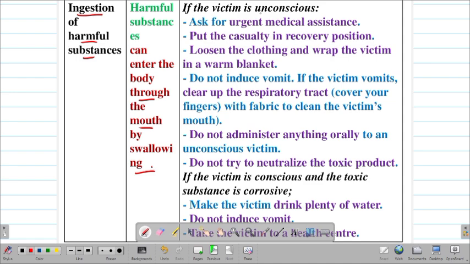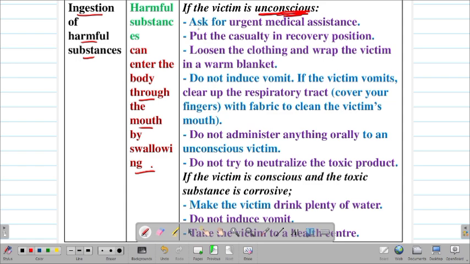So if the victim is unconscious, when we talk of a victim being unconscious, we simply mean that the patient is not responding to any stimulus. For example, the patient does not respond whenever they are called or they are tapped on their shoulder. In such a case, we say that the patient is unconscious. That is, he's not able to detect any external stimulus.